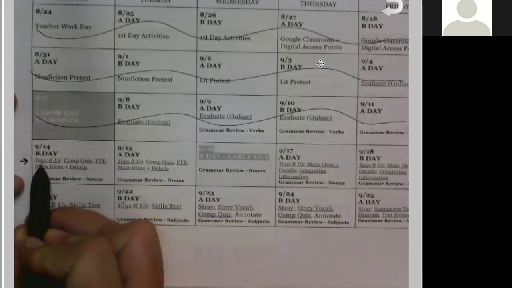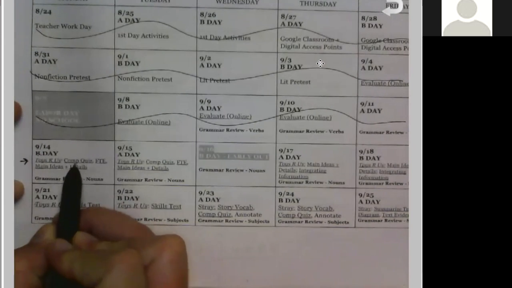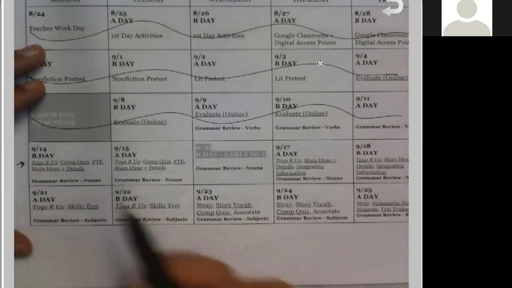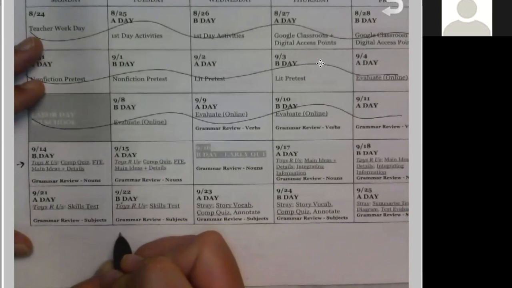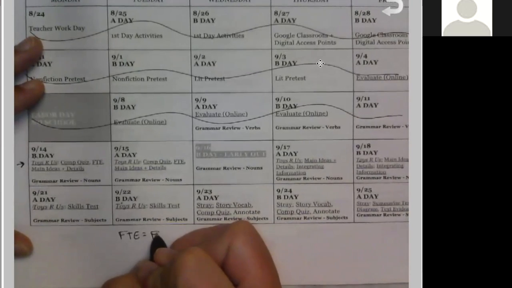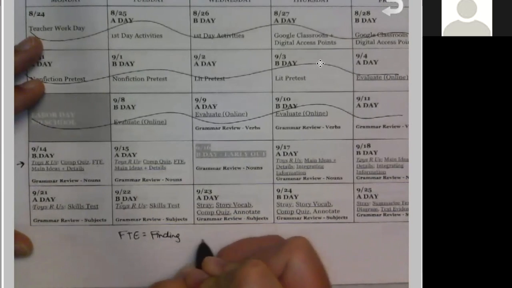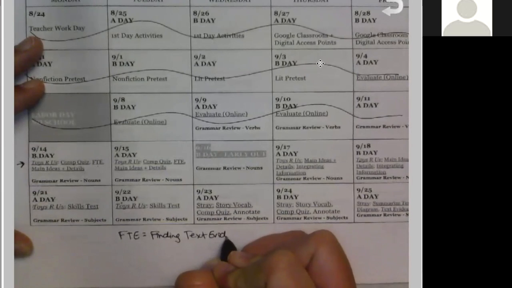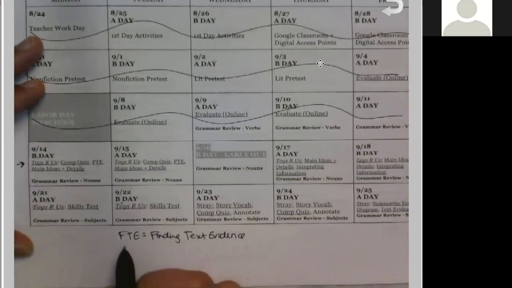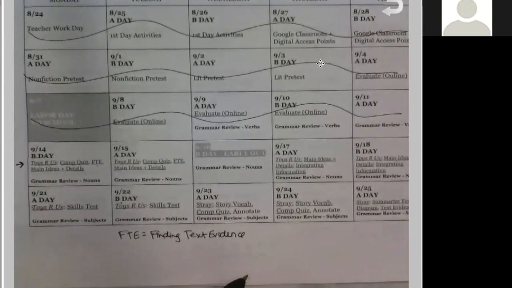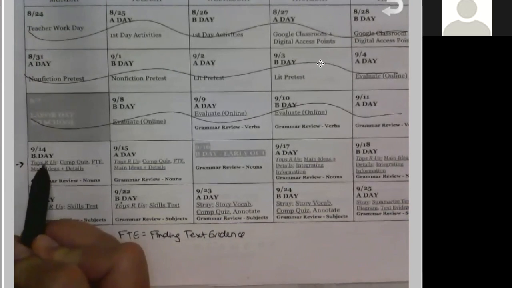So you can see that this says Toys R Us, Comp Quiz, FTE. Now you might be thinking, Mrs. Riley, what is FTE? So you need to write this down as well. FTE equals finding text evidence. So know that anytime you see the letters FTE, it's referring to the finding text evidence assignment. So those are the activities you're going to do today.